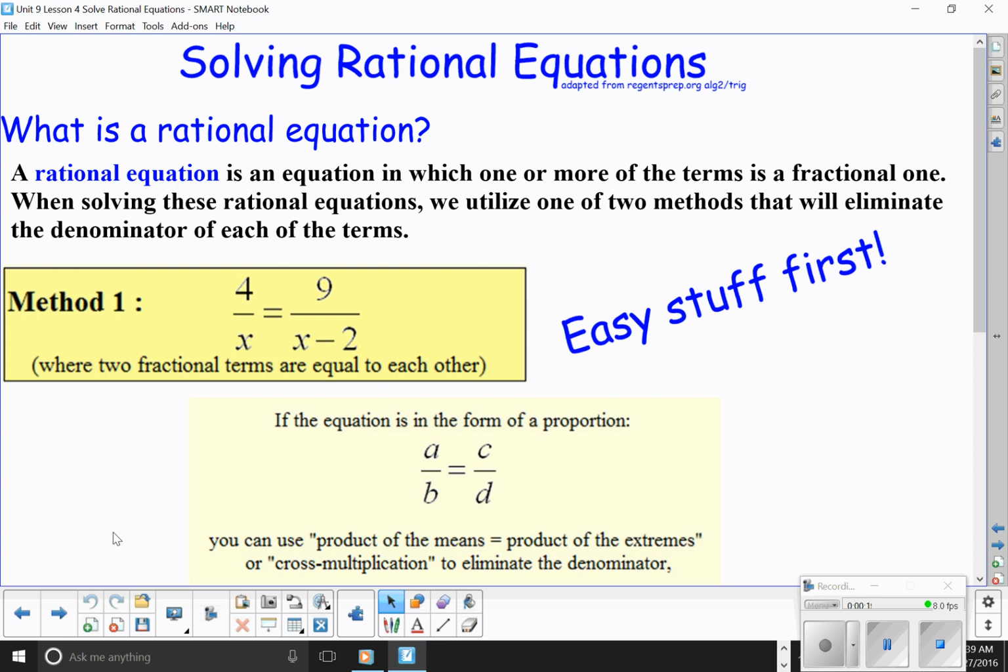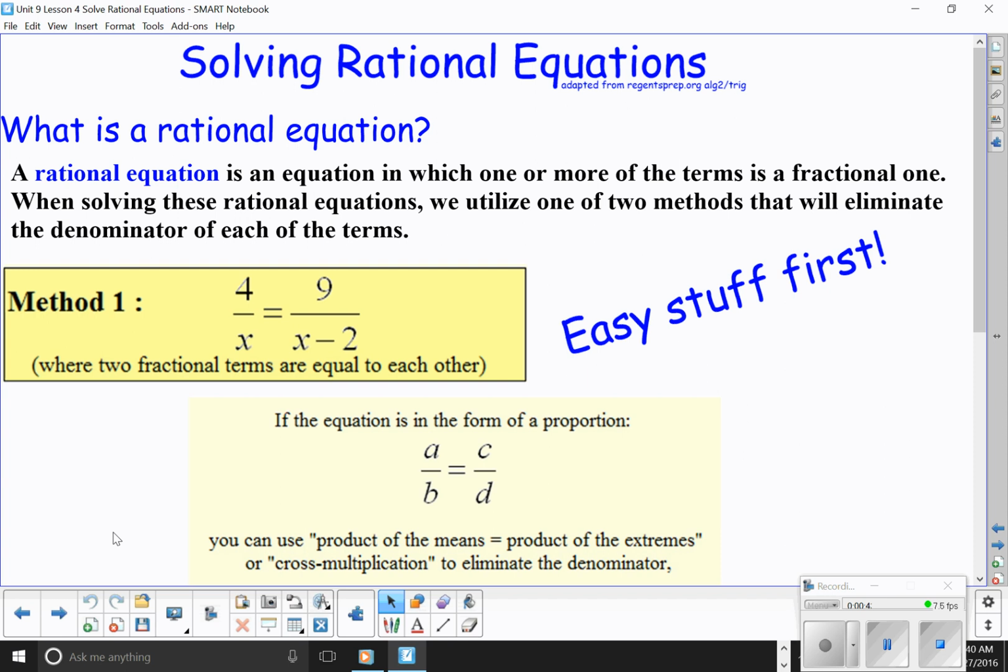Now, solve a rational equation. First off, what is a rational equation? Well, it happens to be one in which one or more of the terms is a fractional one. When solving these rational equations, we use one of two methods that will eliminate the denominator of each of the terms. Now, we're going to look at the easy stuff first.